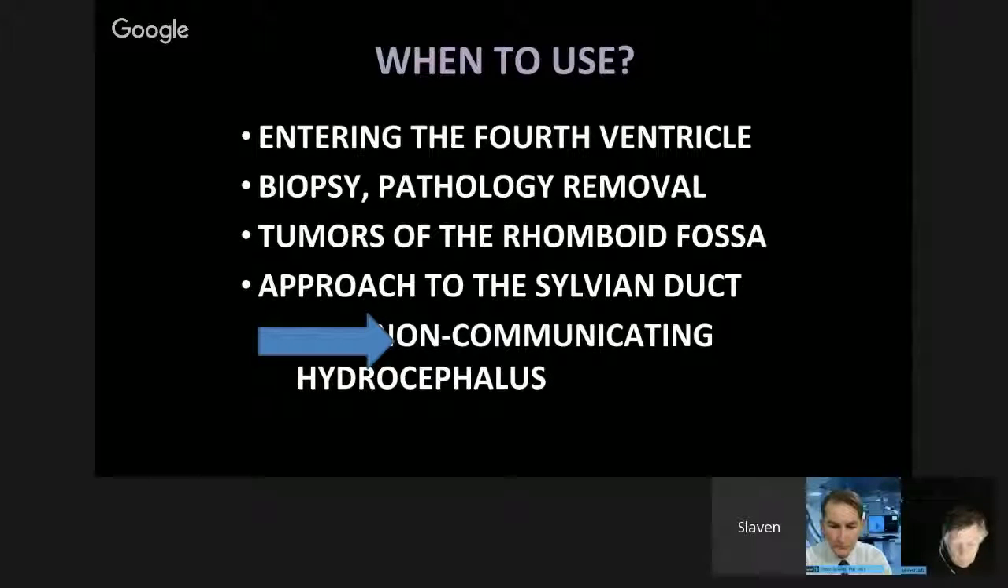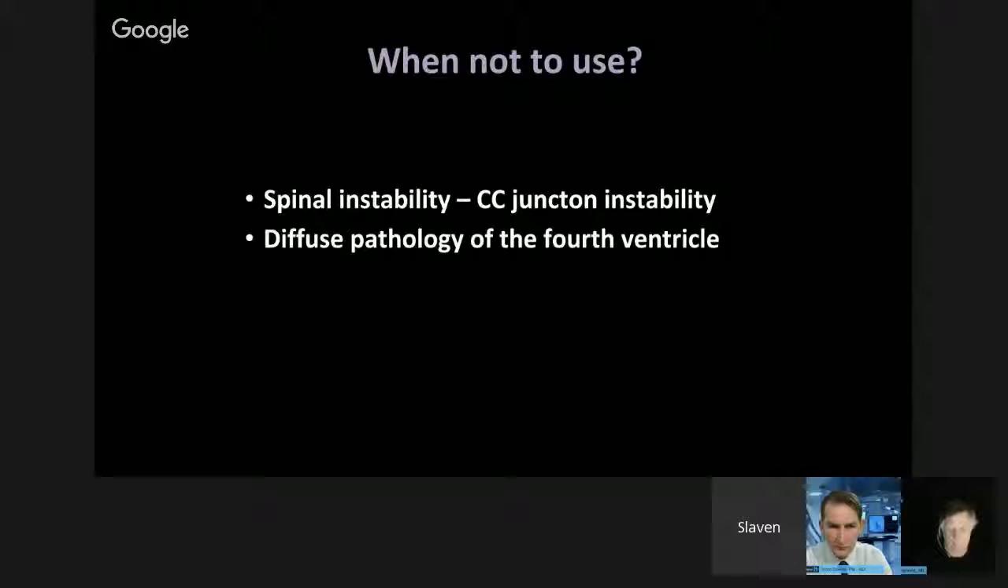This approach can be used in cases of entering for biopsy, and of course tumors of the rhomboid fossa. This is the most common approach used today in treatment of tumors of the posterior fossa which are not invading the cerebellum or the vermis. And of course, it allows you to look all the way up to the cerebral aqueduct, and it can also be used in the treatment of non-communicating hydrocephalus, which is an interesting indication.